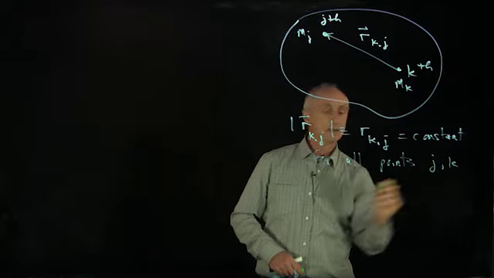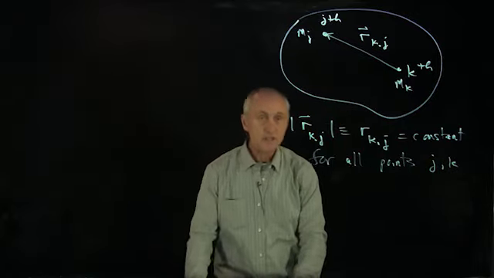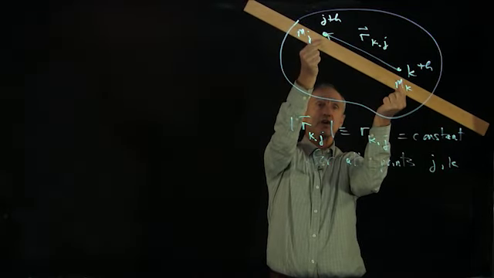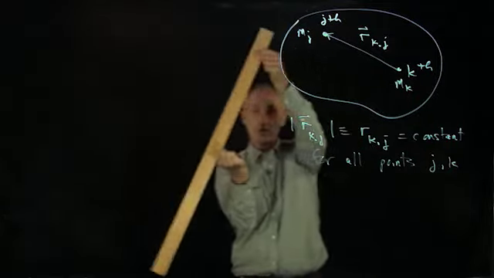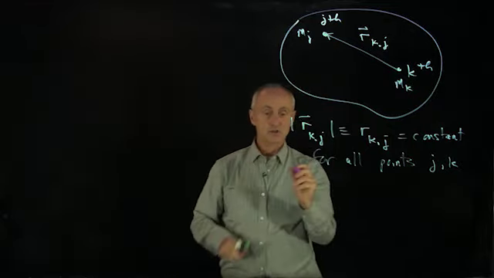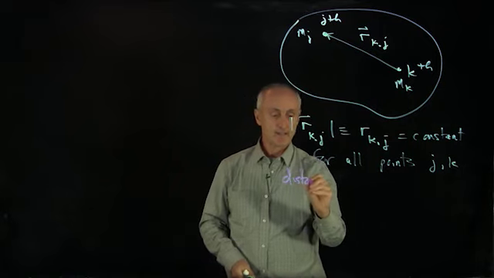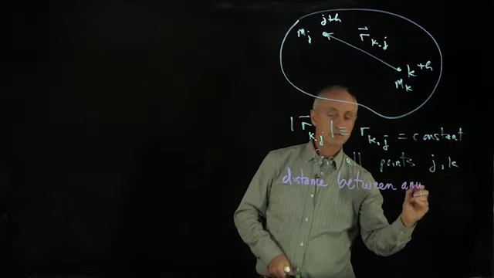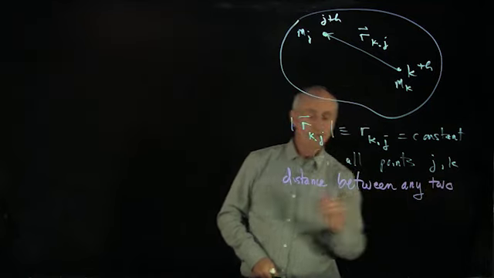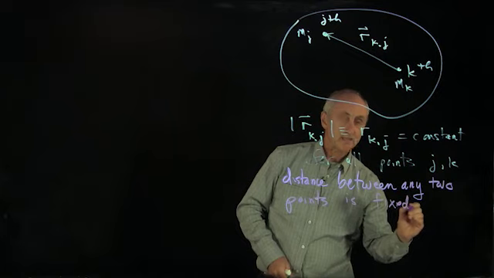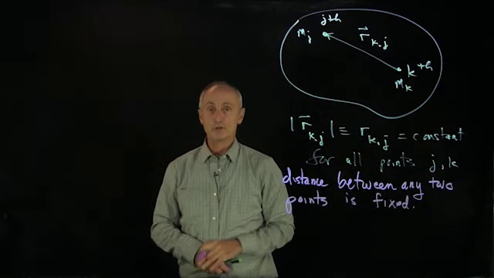j and k. Now, what does that mean? That means the distance between any 2 points in the rigid body stays fixed, no matter how the rigid body is moving, and no matter what 2 points I choose, the distance between any 2 points is fixed. So we'll rewrite this as: the distance between any 2 points is fixed. So that doesn't change. And that's what we call the rigid body condition.